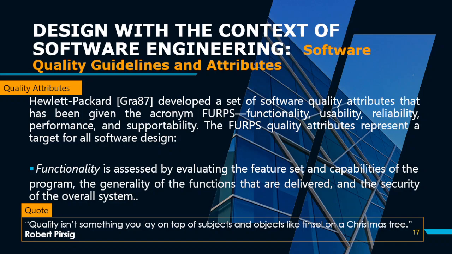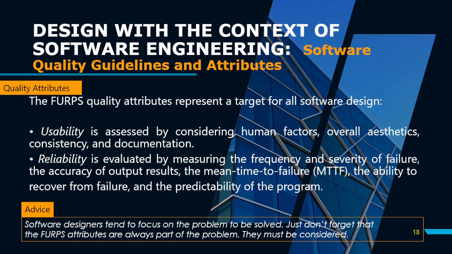like that. So the next one is usability. The second letter represents usability. Usability can be assessed by human factors, overall aesthetics, consistency, and documentation. It asks whether the interface of your system can reach the customers, whether it can be usable or not.